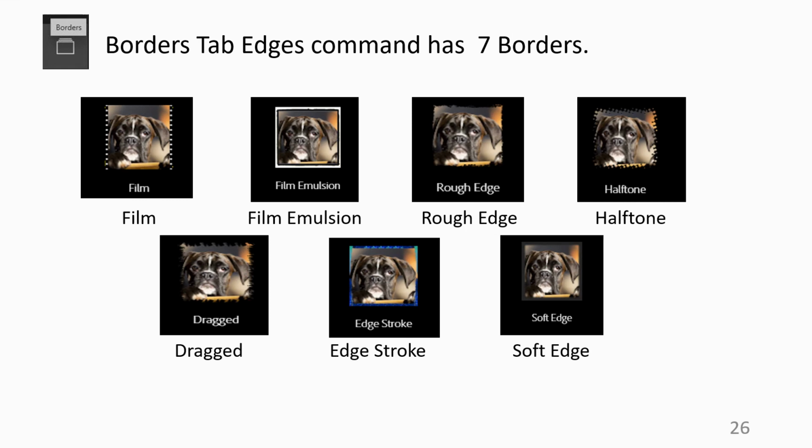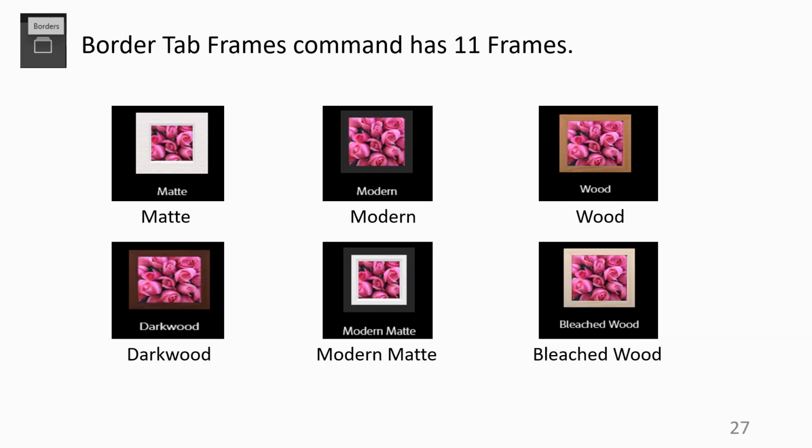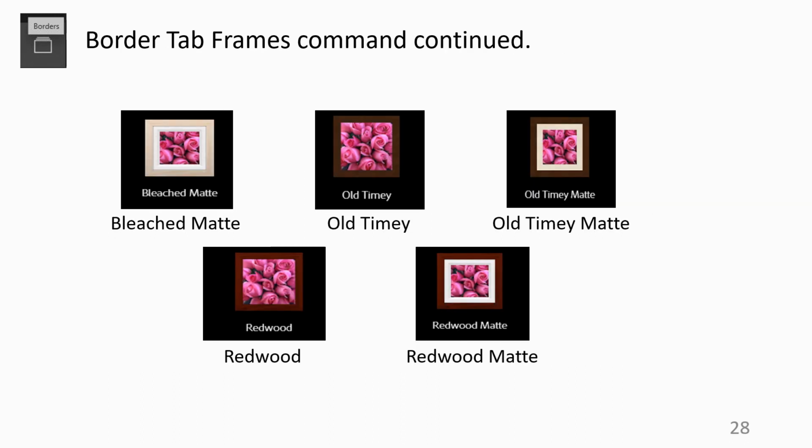Borders tab edges command has 7 borders: film, film emulsion, rough edge, halftone, dragged, edge stroke, soft edge. Borders tab frame command has 11 frames: matte, modern, wood, dark wood, modern matte, bleached wood. Frames command continued: bleached matte, old-timey, old-timey matte, redwood, redwood matte.